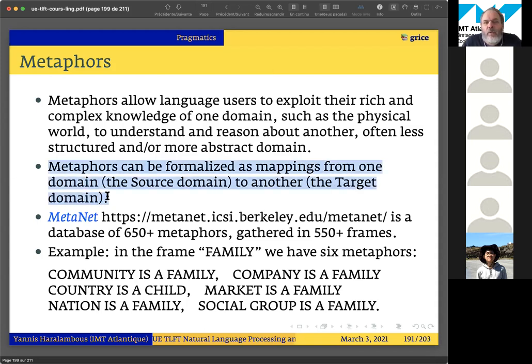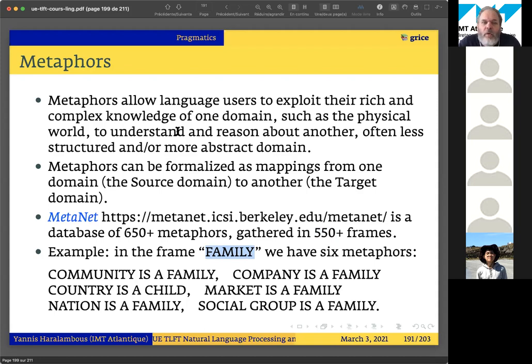And metaphor has begun to be formalized. So you have resources on the net with metaphors. For example, you have MetaNet, a database of 650 metaphors in frames. So this is again a way of structuring the domain of metaphors. And here's an example. If you go to this website, you will see that you have a frame of family, and metaphors like a community is a family, a company is a family, a country is a child, a market is a family, a nation is a family. So you see that these are metaphors.